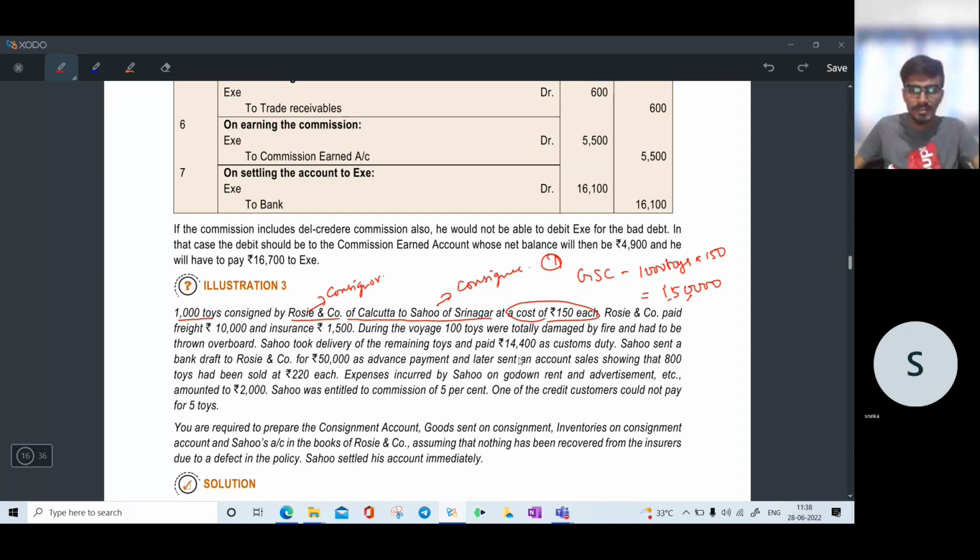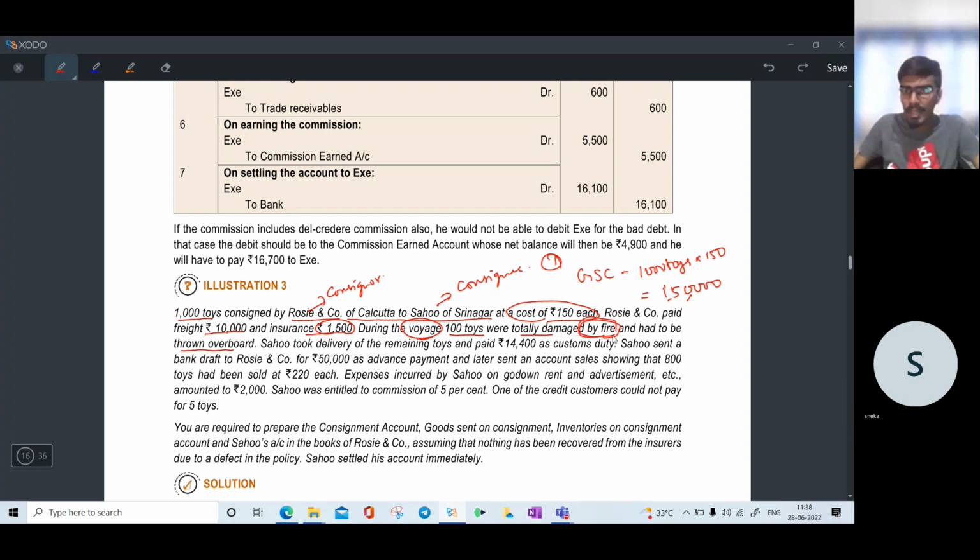Rosie and Co. paid freight of 10,000 and insurance 1,500. During the voyage, 100 toys were lost in transportation. Voyage means they consign the goods through the sea, coastal, through a ship. During the voyage, 100 toys were totally damaged by fire and had to be thrown overboard.